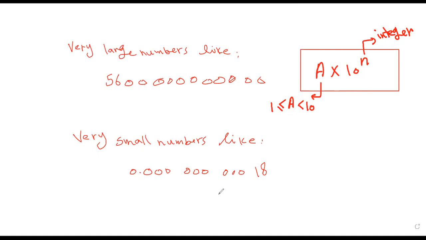Now let's take an example. For example, 5,000. In this case, what is A? A is 5 times 10. You stop at 5 and you count how many zeros you have. I have 1, 2, 3 zeros. So 10 power 3. Okay, who can make this one?